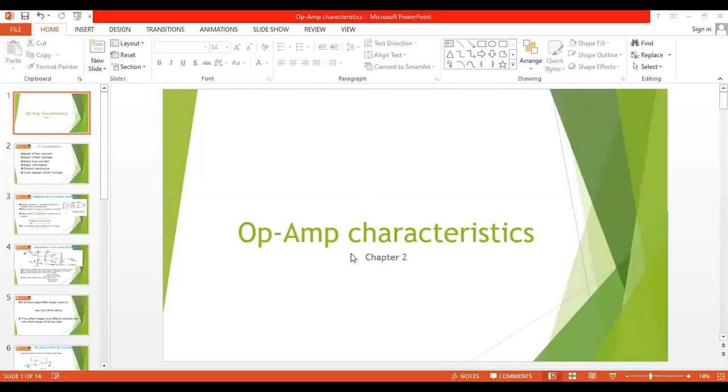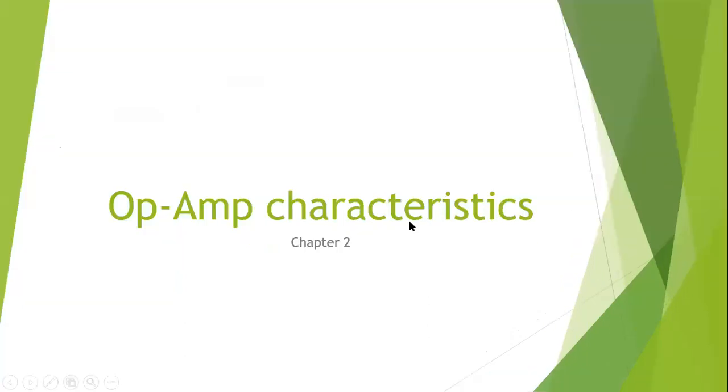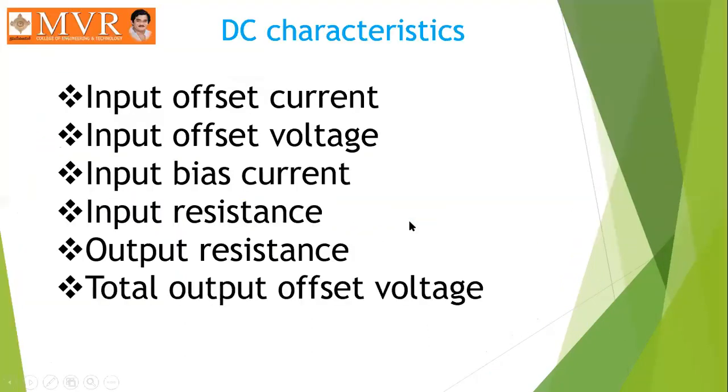Good morning, students. In the last class, we discussed the DC characteristics of Opamp. Coming to the DC characteristics of Opamp, we have studied input offset voltage, input offset current, input bias current, input resistance, output resistance, and total output offset voltage.